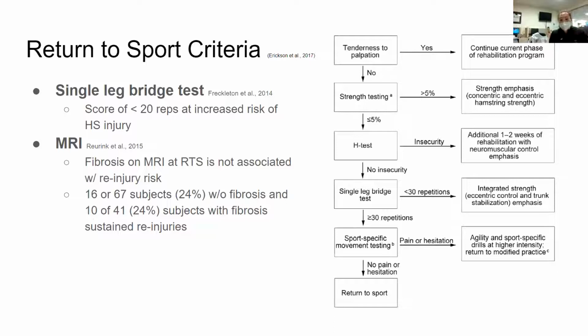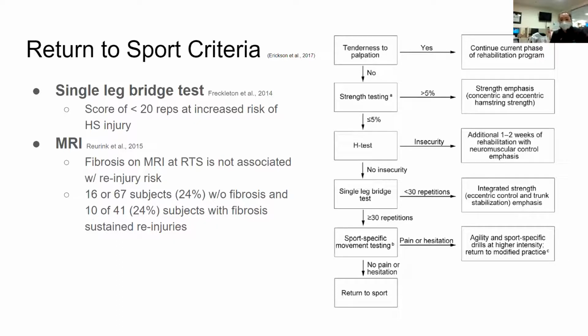So moving on through the algorithm, the next thing is a single leg bridge test. They found that with a score of 20 reps or less, soccer players were at an increased risk of hamstring injury. So, doing at least 20 reps, they recommended in this algorithm that 30 reps is sufficient to clear someone to go back to sport.